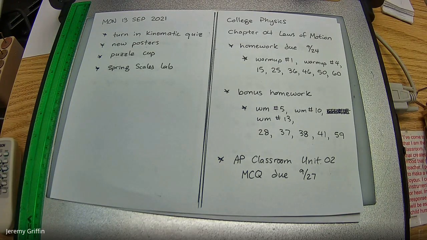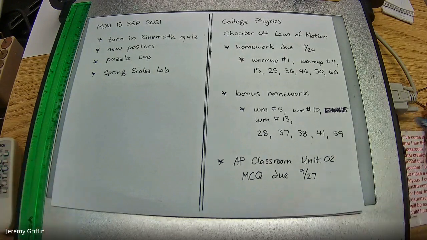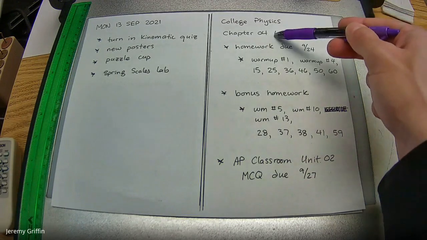Recording is rolling. Welcome to a new week, a new topic. We're going to take a few weeks to cover forces. This is dynamics, which is Unit 2 by the AP book, or in your textbook it's Chapter 4.